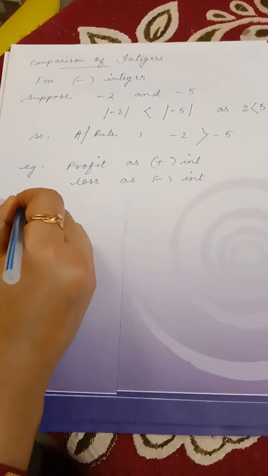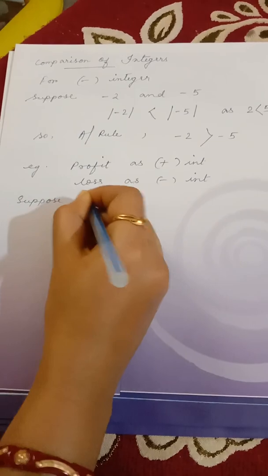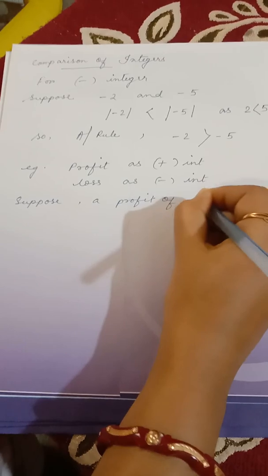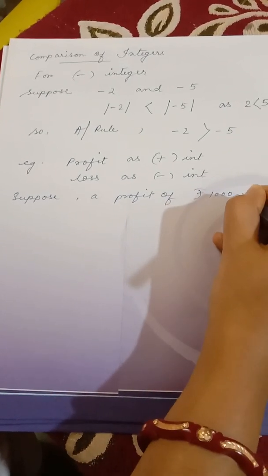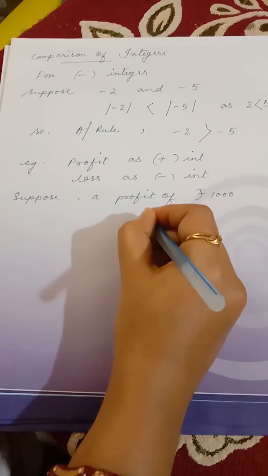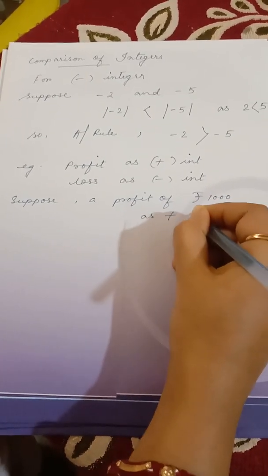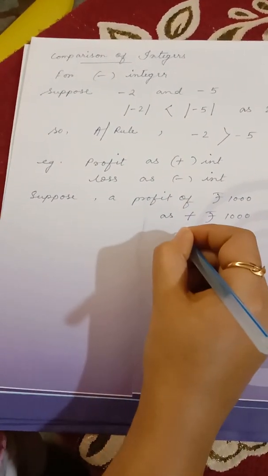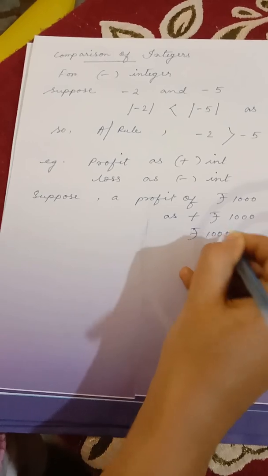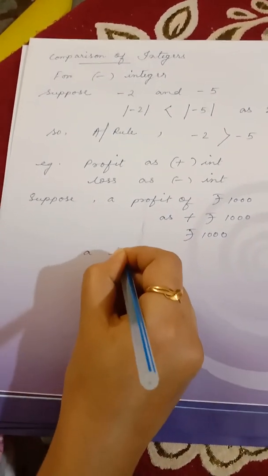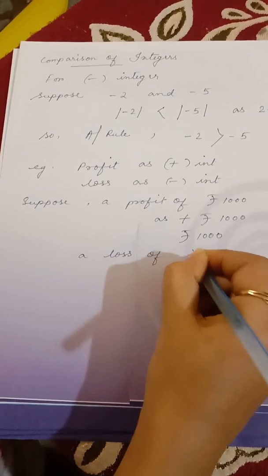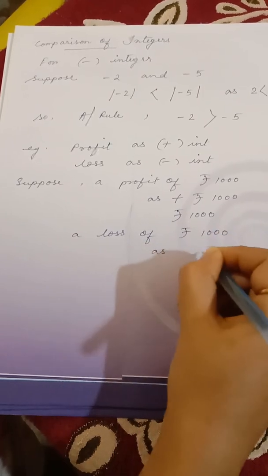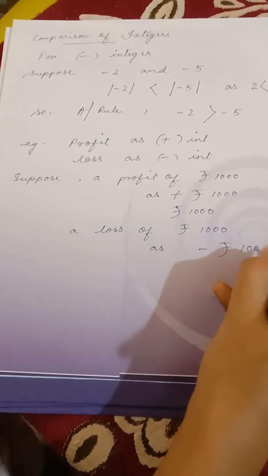Suppose a profit of ₹1,000. It will be represented as plus ₹1,000 or normally ₹1,000, and a loss of ₹1,000 will be expressed as minus ₹1,000.